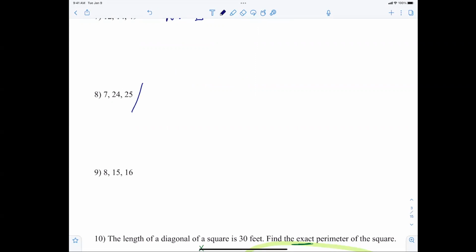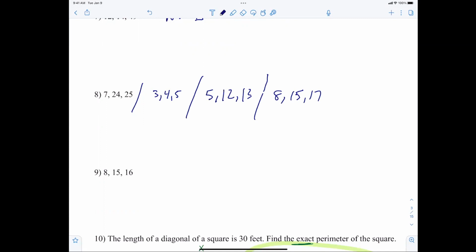7, 24, 25. What else? What's the first one? 3, 4, 5. Thank you. What's the next one? 5, 12, 13. Very nice. 5, 12, 13, and 8, 15, 17. You are amazing. Thank you. Those are the 4 common sets of triples that, like I said, you would do much better on all standardized tests if you could know those.